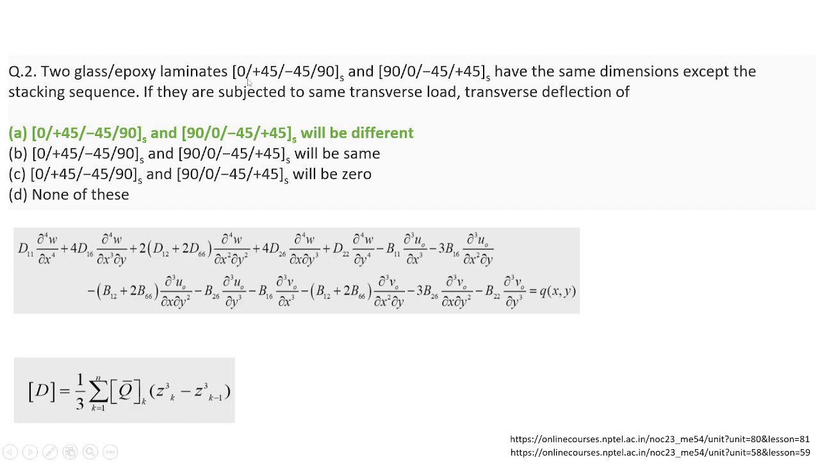So here you can see 0 is present first, then plus minus 45 and 90. According to the position, their cubes will be different. Hence the D matrix of this laminate will be different from that of this laminate. So because of the difference in the stacking sequence, their transverse deflection will also be different. So the first one will be the answer.